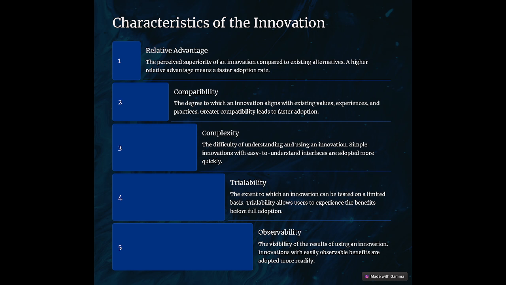The characteristics of innovations are relative advantage, compatibility, complexity, trialability, and observability.